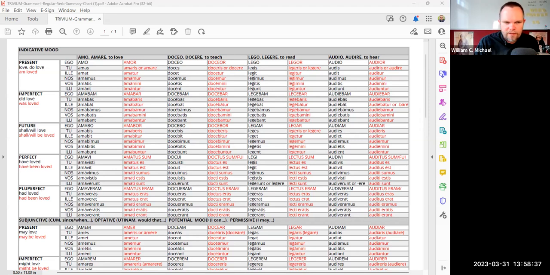Third person singular future. So Jezreel wrote legit, Jude wrote legit, Abigail wrote legit. Here's legit up here. That's present tense. Here's legit again. That's perfect tense, but we're talking about future tense here. So we're looking in here, and the third person singular form is right there, legit. So that's the third person singular future form of legere.